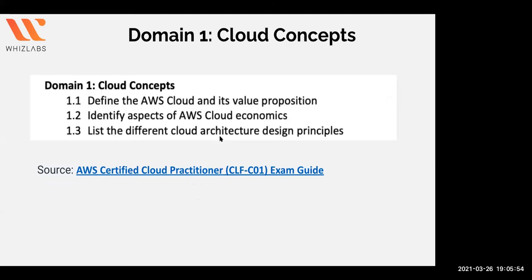So let's begin with the very first domain. There are three subdomains. So we will see the AWS Cloud and its value proposition. Second is the aspects of cloud economics and the list of different cloud architecture design principles.